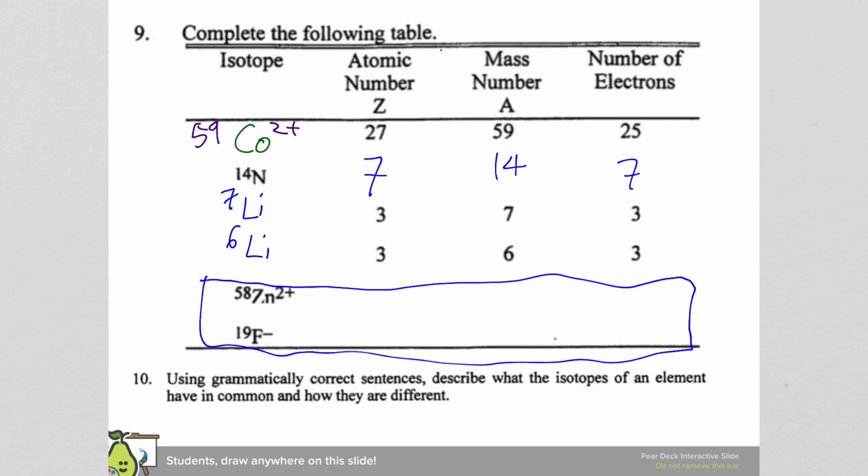All right, and pay attention to the number of extra charges and determine the electrons that way. So if it's a 2+, you have 2 fewer electrons. If you have 1-, that is extra electrons.